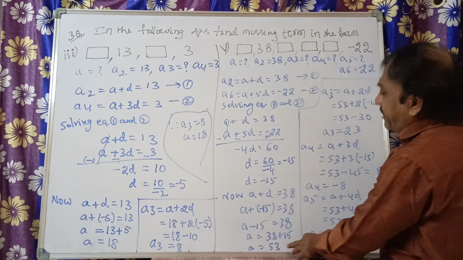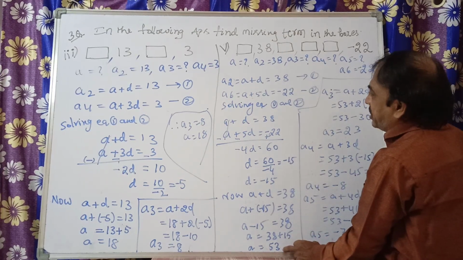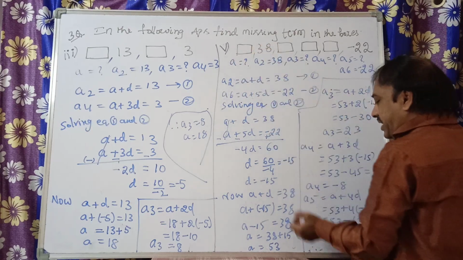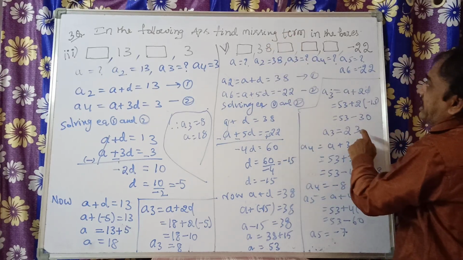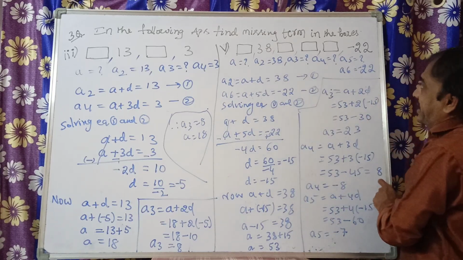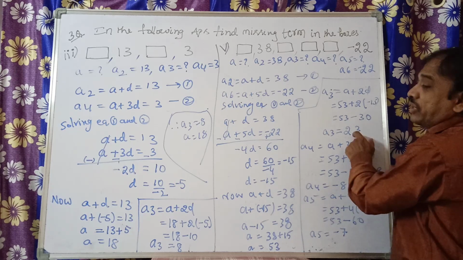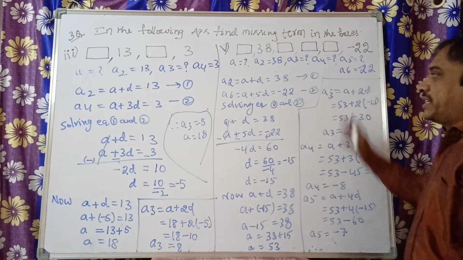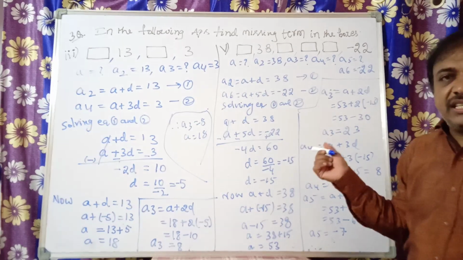Now you see the difference, whether the difference is minus 15 or not. 53 is the first term and the second term is 38. a2 minus a1, 38 minus 53 is minus 15. And a3 we obtained as 23. 23 minus 38 you get minus 15. And a4 you obtained as 8. 8 minus 23 you get minus 15. Similarly, minus 7 minus 8 you will get minus 15. This is how we find missing terms in this. Do you understand?